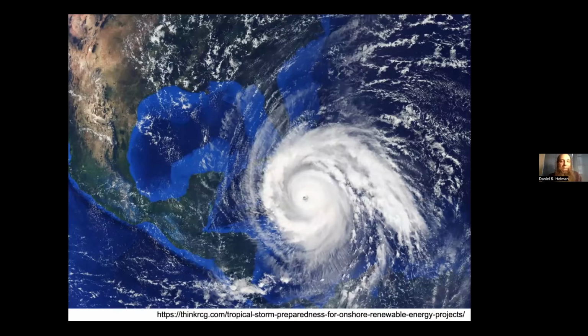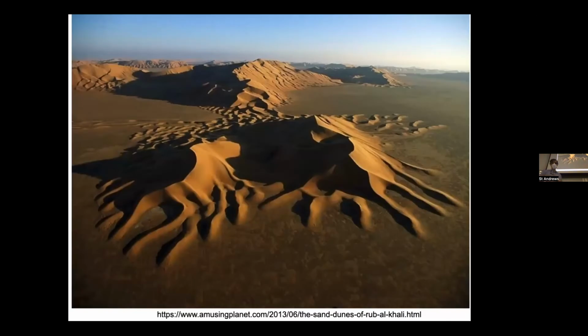Next slide, please. Here's a storm system. You can think again about the elements. You can think about the water. You can think about the air masses, the energy in the system, the heat.